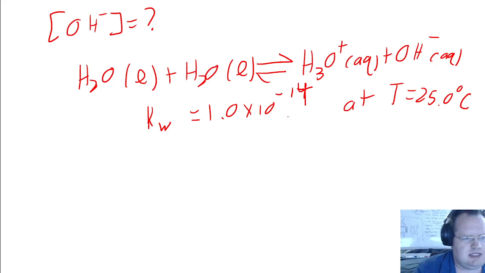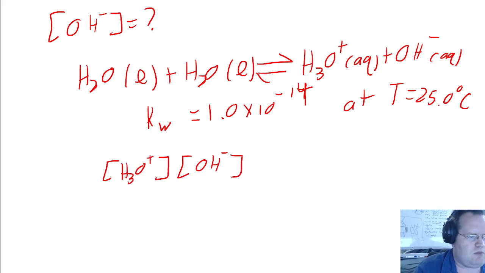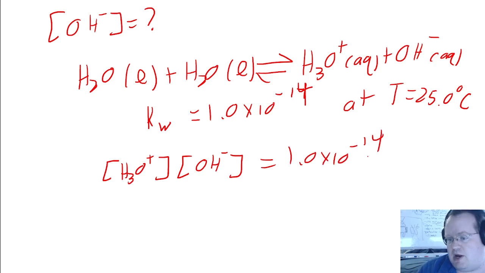But what this means is that if we're at 25 degrees, H3O+ times OH- will be equal to 1.0 times 10 to the negative 14th. This is because, remember, in our equilibrium constant, we're going to write our aqueous ions, but we're not going to write our liquid ones. So we have products over reactants, but both reactants in this case are liquids, so they're not going to show up. It's the same thing: it would be H2O squared, but it's a liquid, so it doesn't show up there. So we just take the two concentrations and multiply them by each other. That means if we know one of those concentrations, we can find the other because they're connected via this equilibrium.